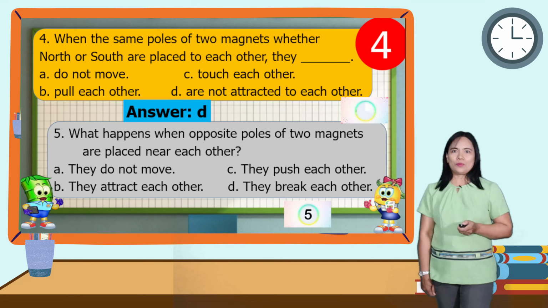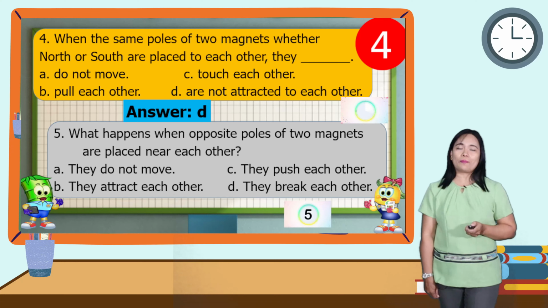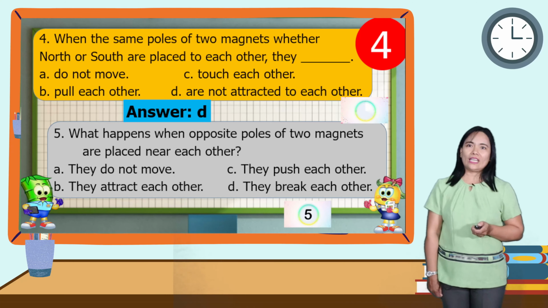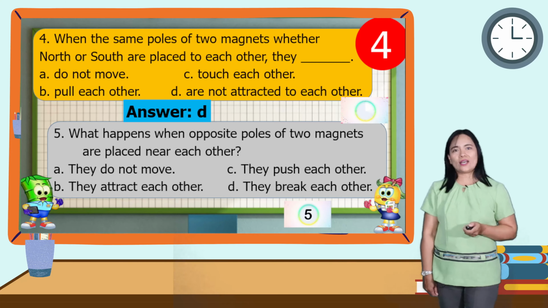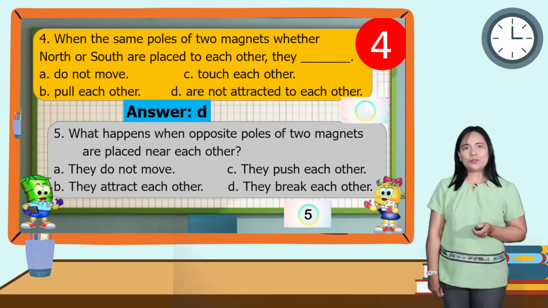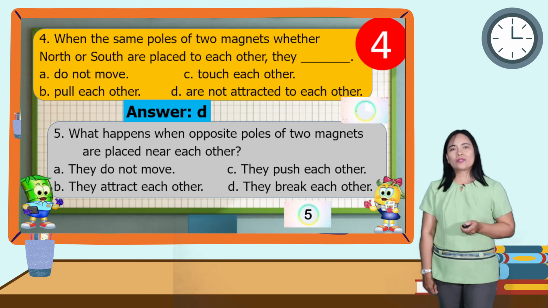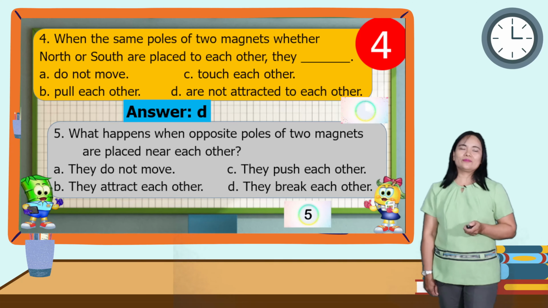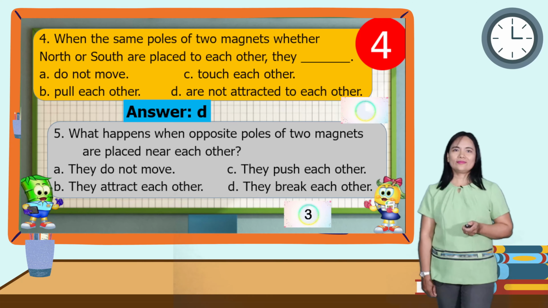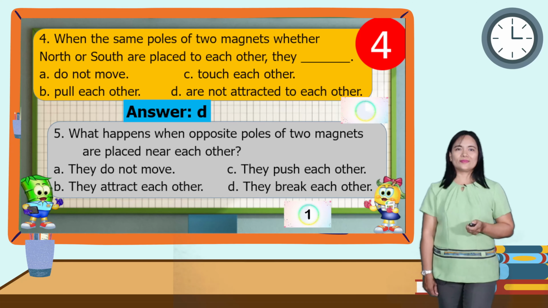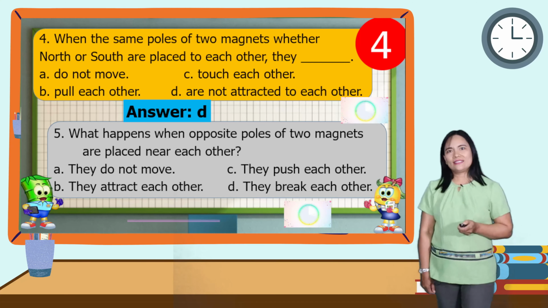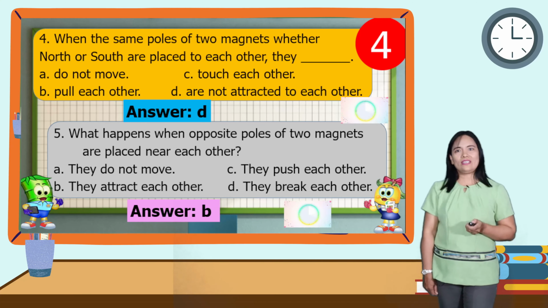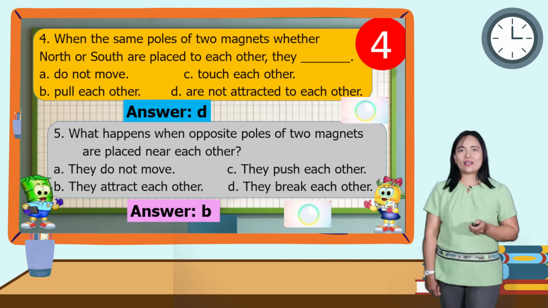And the last one. What happens when opposite poles of two magnets are placed near each other? A, they do not move. B, they attract each other. C, they push each other. And D, they break each other. Time starts now. Okay, the correct answer is letter B. Very good. They attract each other.